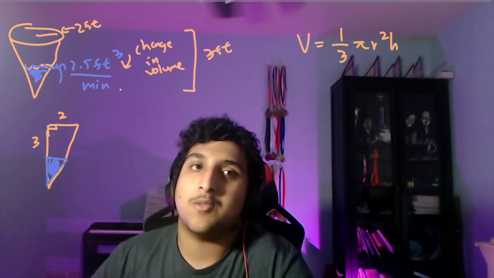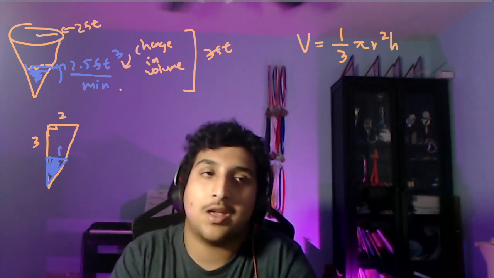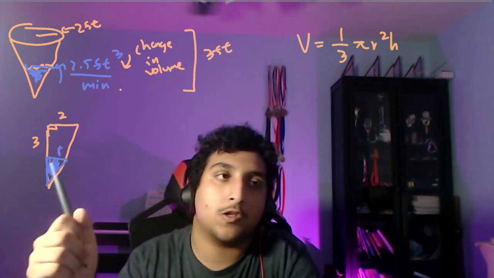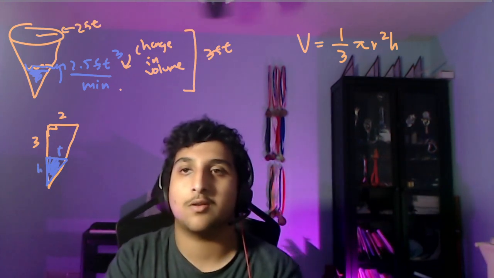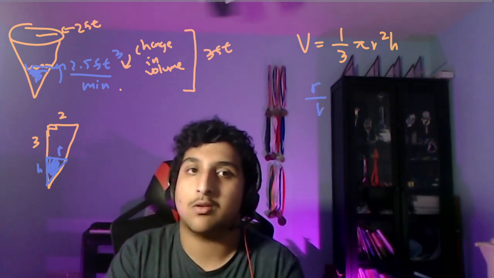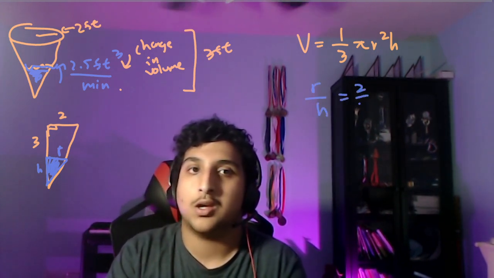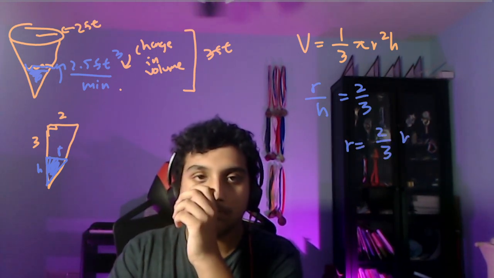So what does that mean? Well, let's say the current radius of the water is r and the current height of the water is h. We know from geometry that r over h is equal to 2 over 3. In other words, r is equal to 2 over 3 times height.